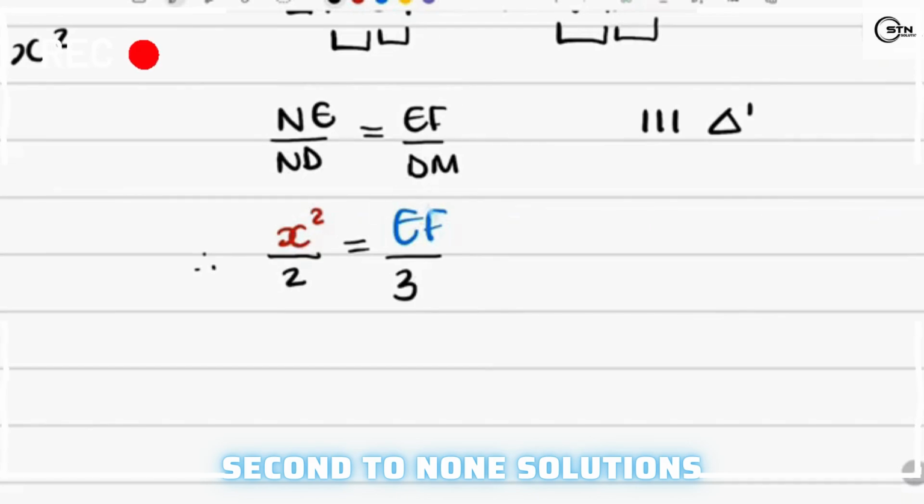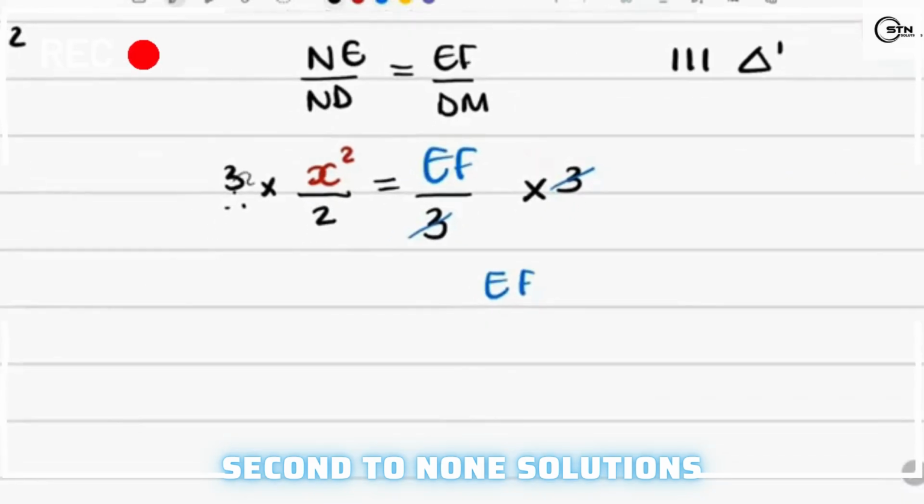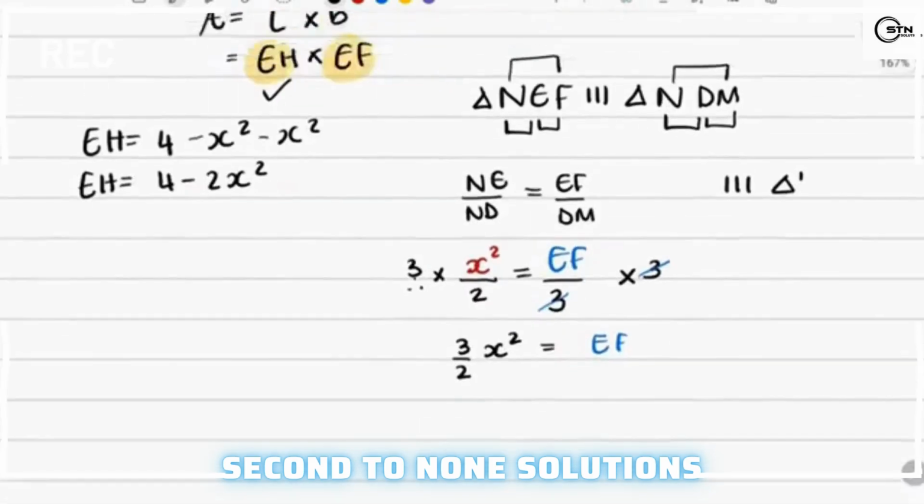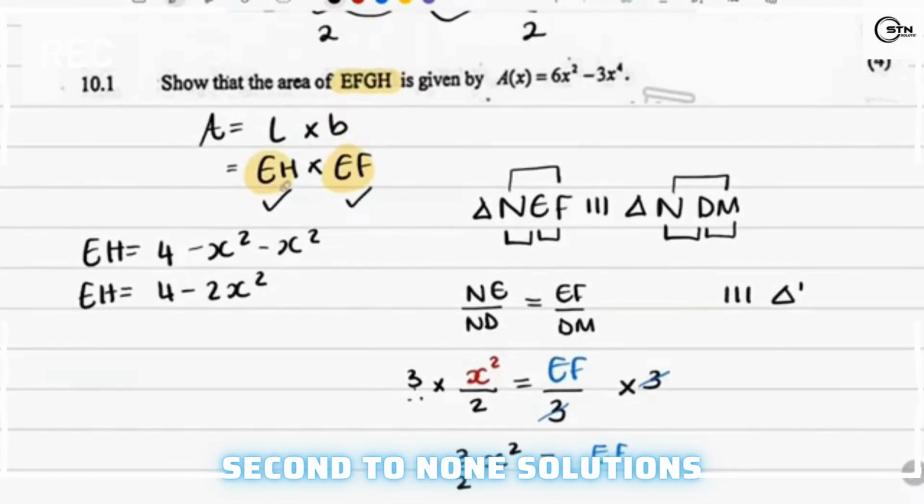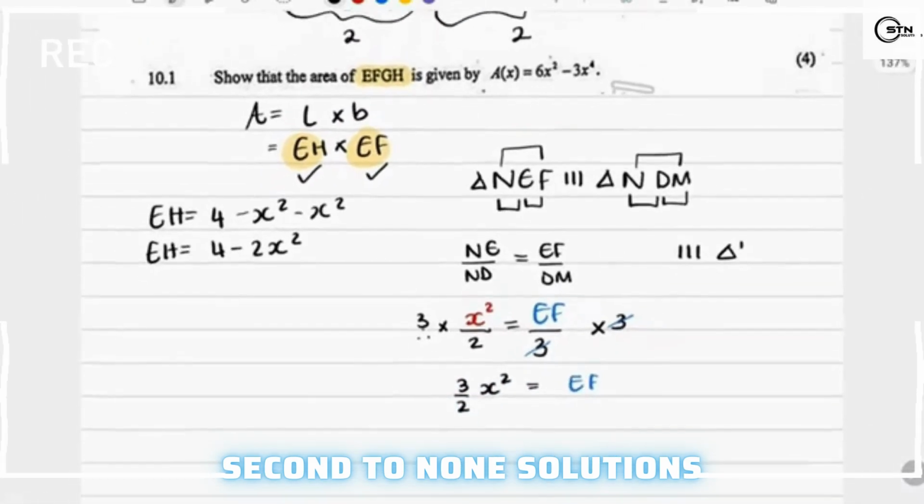So to find EF, we're dividing by 3. To get rid of this 3 so that EF is alone, you'd multiply both sides by 3. Then you're left with EF because the 3's would cancel. And here you'll be left with 3 times x squared over 2. You can write that as 3 over 2 x squared. That's EF. Finally, we found EF. So there we have our two sides that we needed.